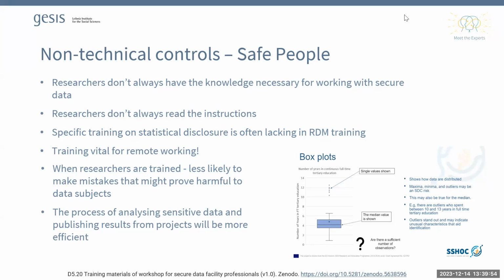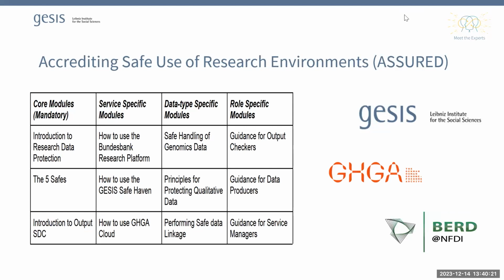As a plus side, working with researchers who have some training makes the whole process of analyzing sensitive data and publishing results much more efficient. So researchers need a lot less support because they don't have to ask some of the basic questions that we see. So this is another area that we're working quite hard on. And there is a project which is still relatively new, but we're making a little bit of headway, which is called Accrediting Safe Use of Research Environments, or Assured.